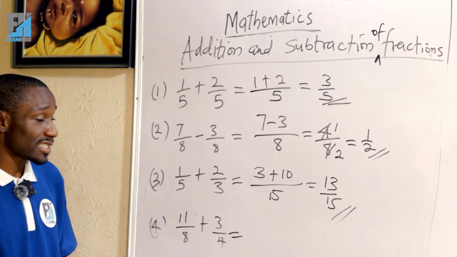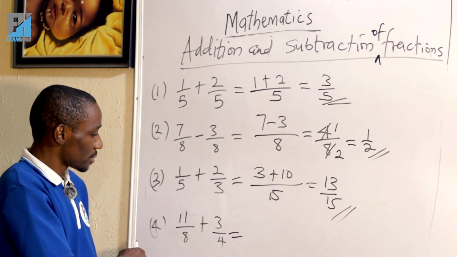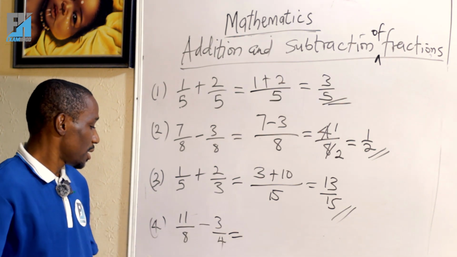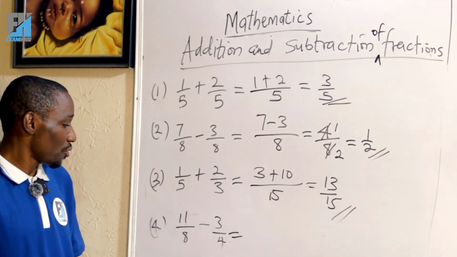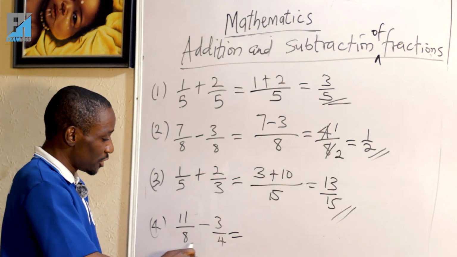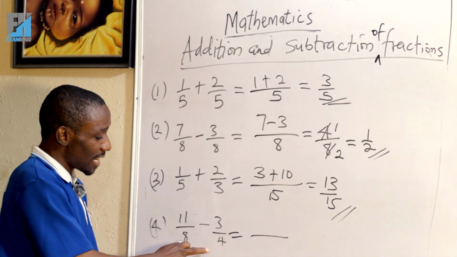Now let's look at the last question, which is 11 over 8. Sorry, this is supposed to be minus. Let's put this minus as minus. 11 over 8 minus 3 over 4. The denominators are different, so you look for the LCM of 8 and 4.